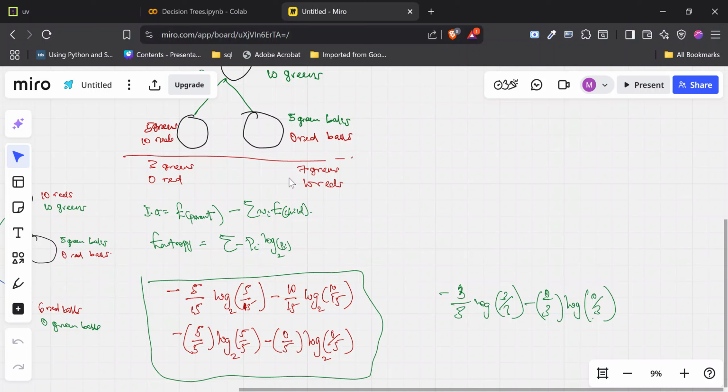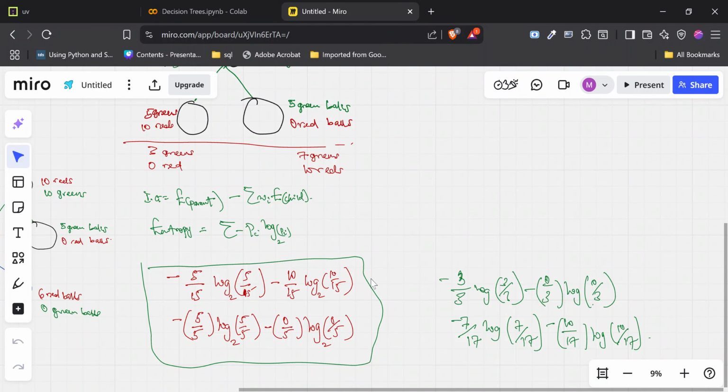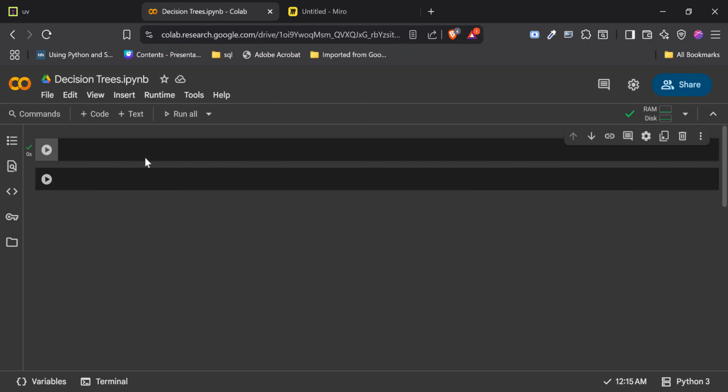Then for the second one, which is this one, it's going to be negative 7 over 17 log 7 over 17 minus negative 10 over 17 log 10 over 17. So for us to actually be quick, let us go to numpy and set up a function that we can use to quickly get all of these outputs. I don't want us to take too long.